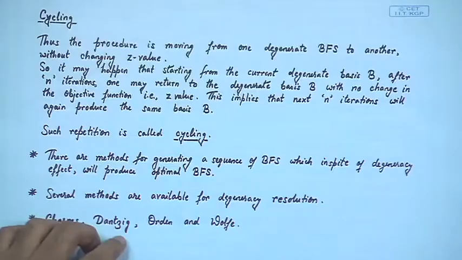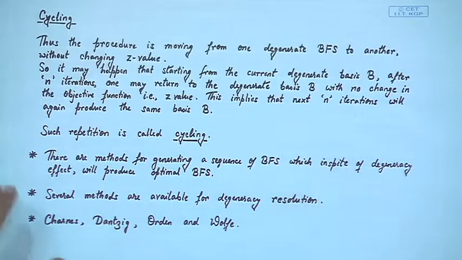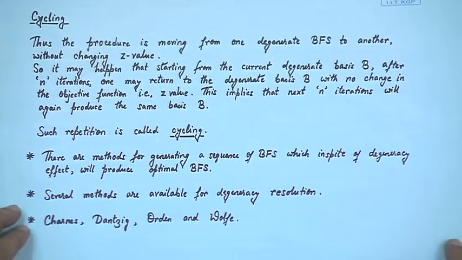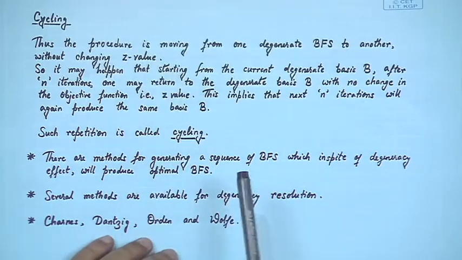So, basically what happens whenever degeneracy occurs, you are moving from one degenerate basic feasible solution to another degenerate basic feasible solution. If you see here, the procedure is moving from one degenerate BFS to another without changing the Z value, that is the problem.